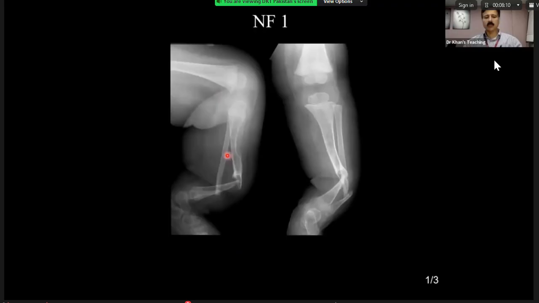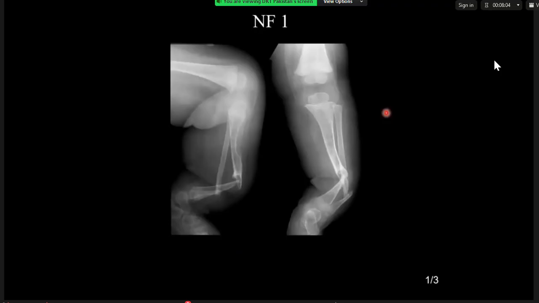What do you think is happening? We are given the diagnosis. So there's tibial and fibular pseudoarthrosis formation with lucent lesions of the bone, which I think in NF1 I've classified as non-ossifying fibromas.